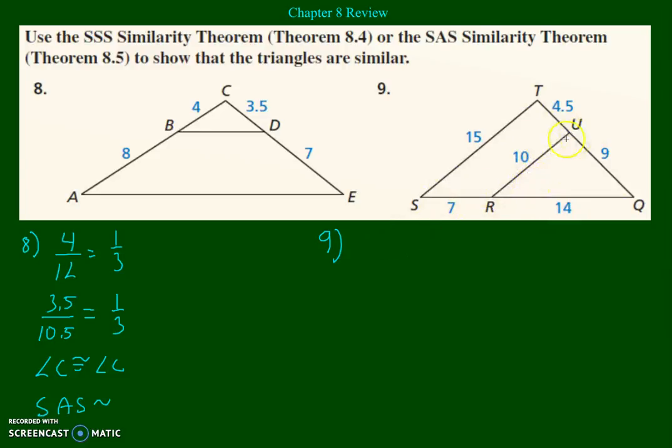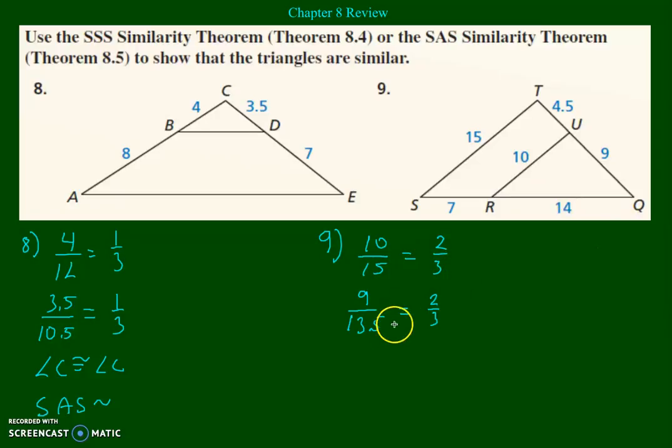So let's start out with UR. That's the easiest one to figure. So 10 to 15 is 2/3. Then let's take QU, 9 to 9 plus 4.5. Again, we're dealing with this side of the triangle and the entire side, TQ. So it's TQ and QU. So that's 9 plus 4.5, which is 13.5. Unfortunately, that also comes out to 2/3.